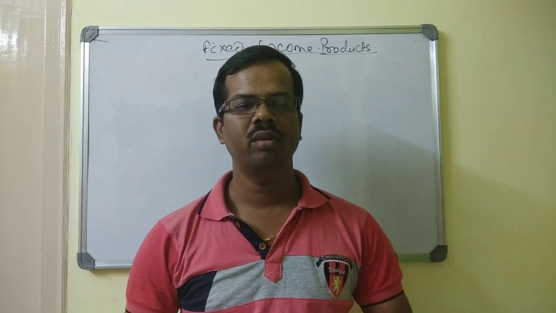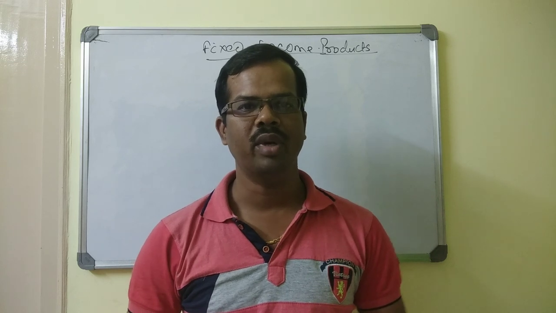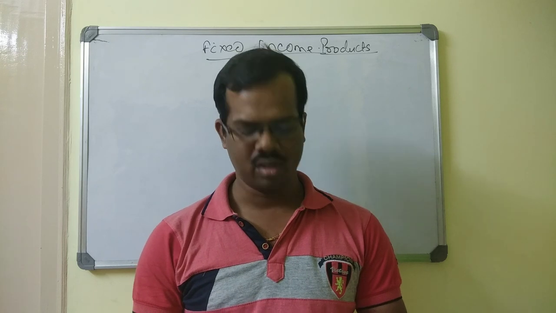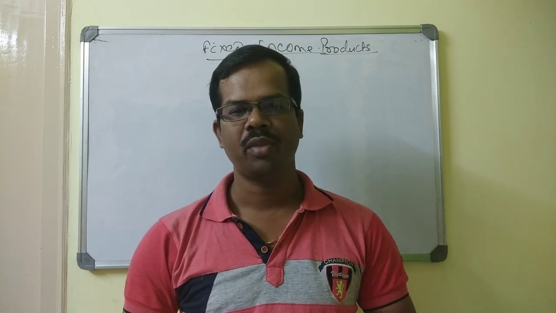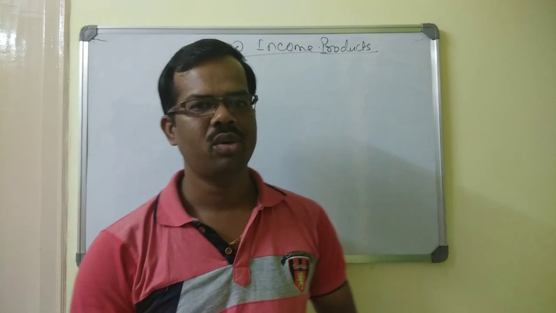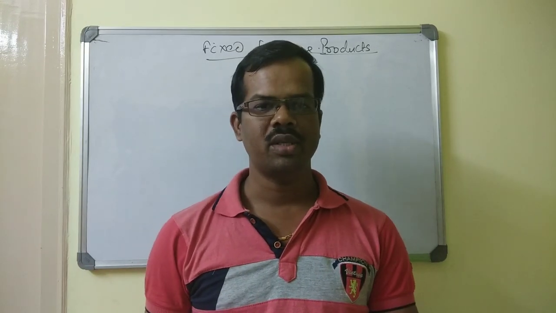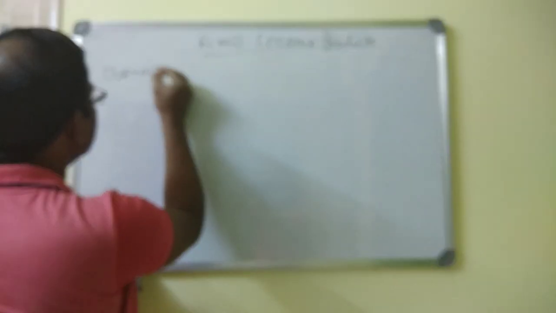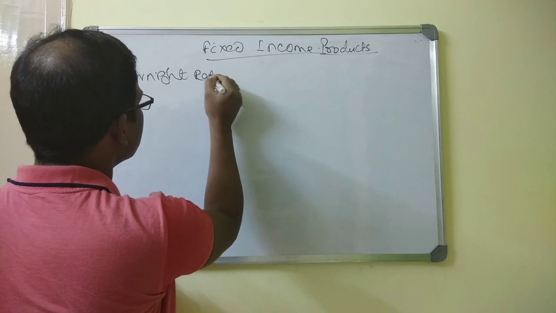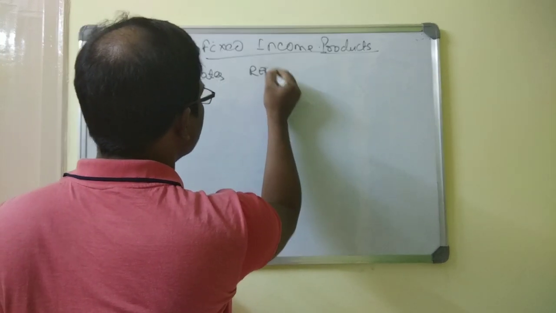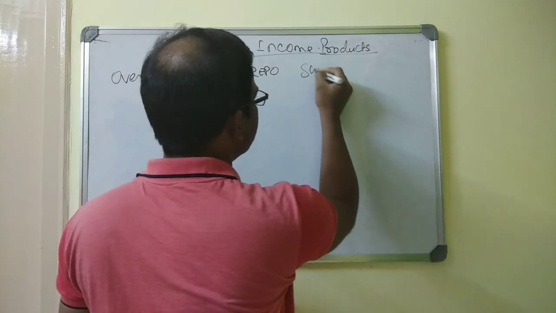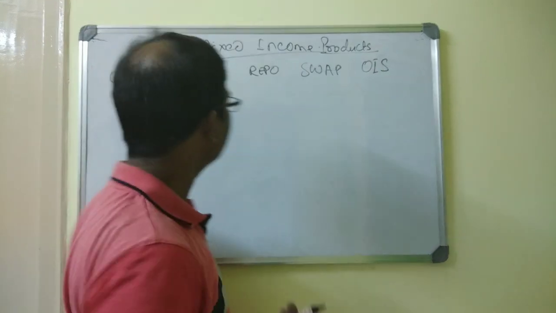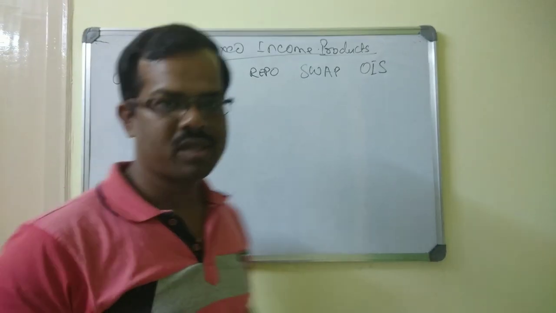We will continue from the last session where we left off. So, fixed income products: we have discussed certain interest rates like LIBOR. Today we will be discussing some other interest rates, like overnight rates, REPO, swap rates, OIS. First we will take overnight rates.